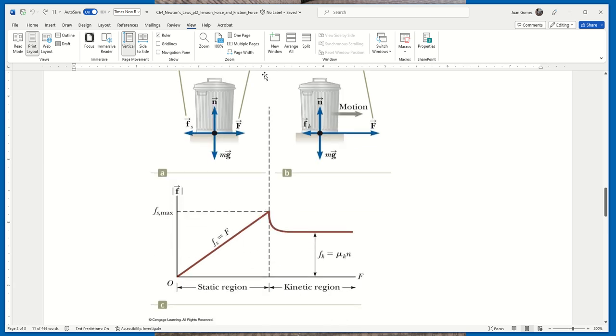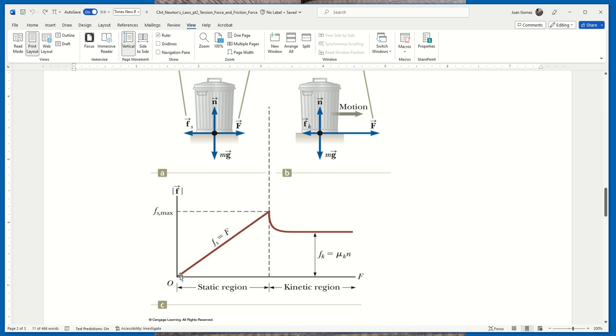Now, so what's going on? Well, let's look at this, combining panel A and B. What's going on in panel A is it's the static region, meaning right now until you hit the threshold of Fs, the bucket won't move.